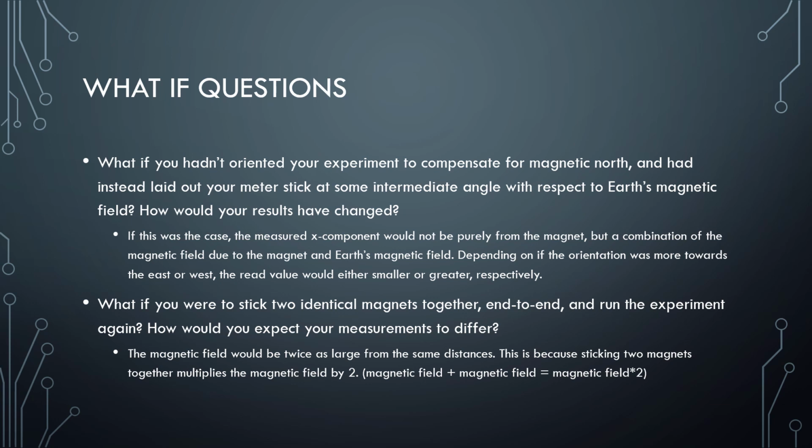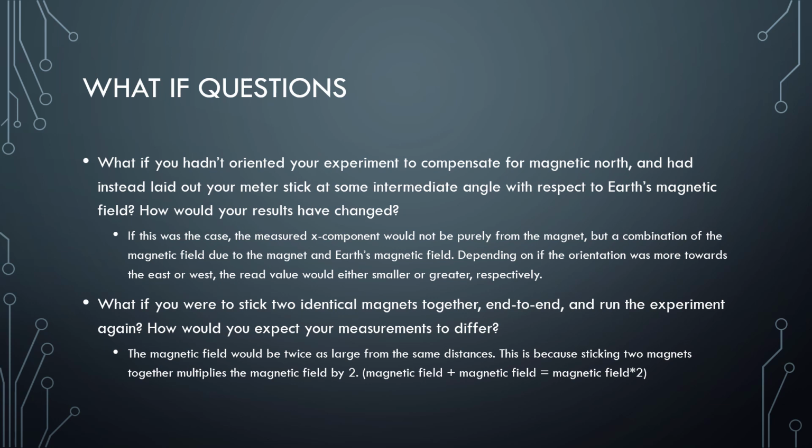What if questions. What if you hadn't oriented the experiment to compensate for magnetic north and it instead laid out the meter stick at some intermediate angle with respect to Earth's magnetic field? How would your results have changed? In this case, the measured x component would not be purely from the magnet, but a combination of the magnetic field due to the magnet and Earth's magnetic field. Depending on if the orientation was more towards east or west, the measured value would either be smaller or greater, respectively.